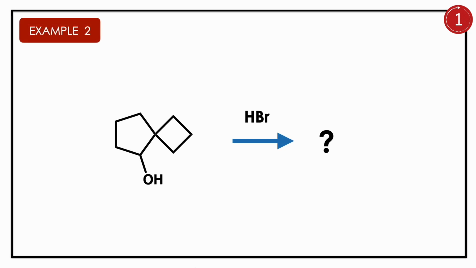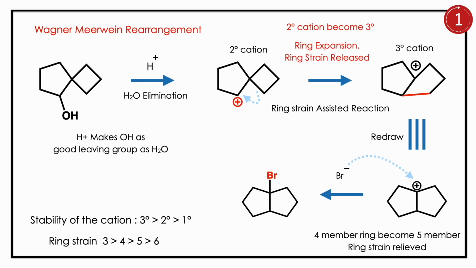In the next example, you have a spiro system, a 5-member and 4-member spiro system, with an alcohol. You are reacting with hydrogen bromide. You should find what the final product will be. Here the alcohol is there and you are using the acid, which means definitely cation formation, because the acid makes OH a good leaving group, so you have the cation.